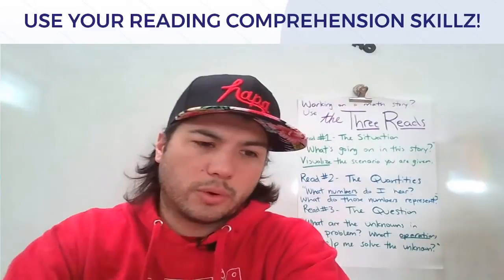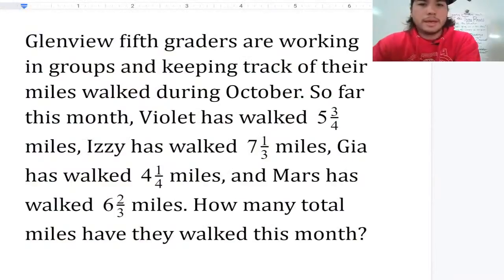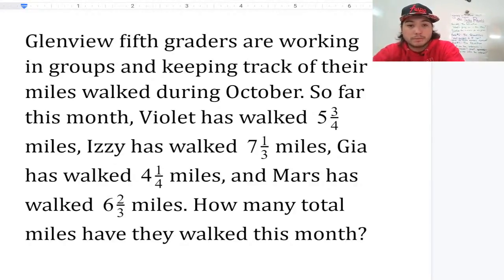So let's look at our story of the day. Here's our first read. What's going on in the story? Glenview fifth graders are working in groups and keeping track of their miles walked during October. So far this month, Violet has walked 5 3/4 miles. Izzy has walked 7 1/3 miles. Gia has walked 4 1/4 miles. And Mars has walked 6 2/3 miles. How many total miles have they walked this month?